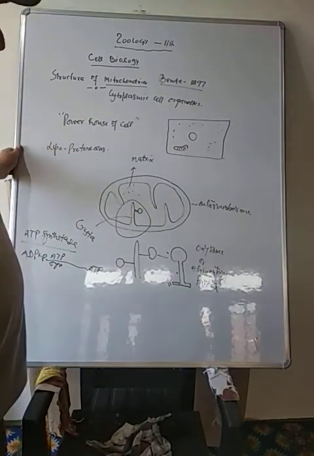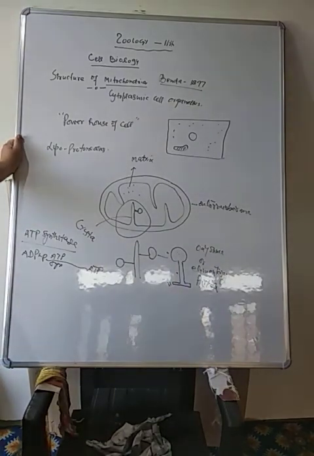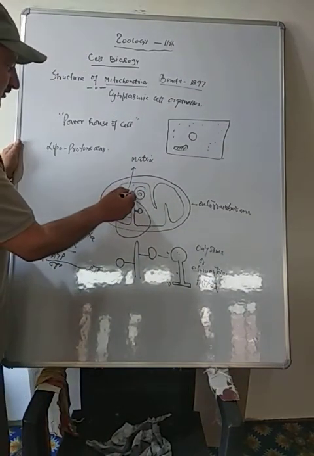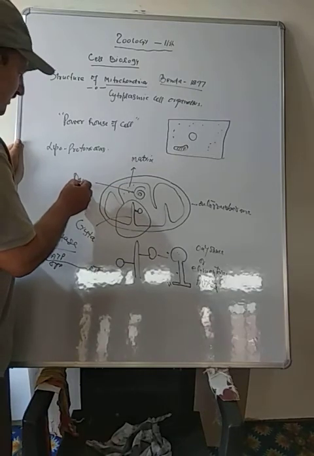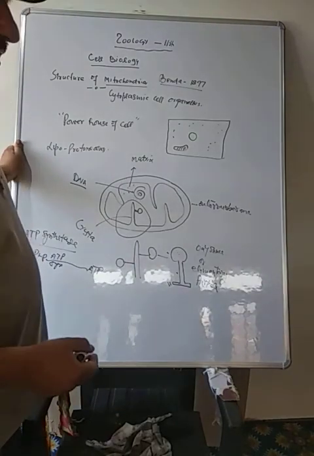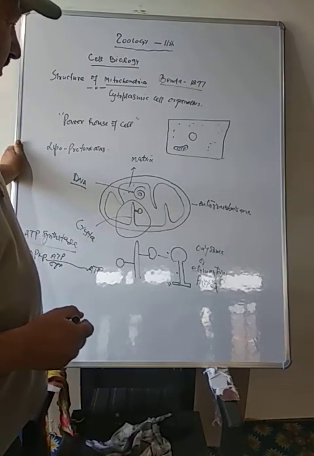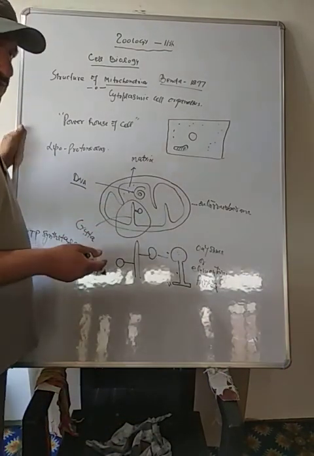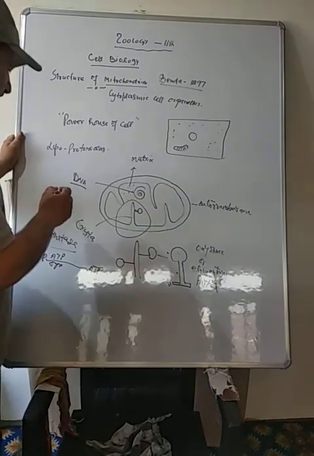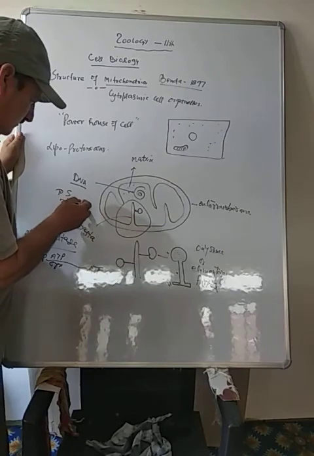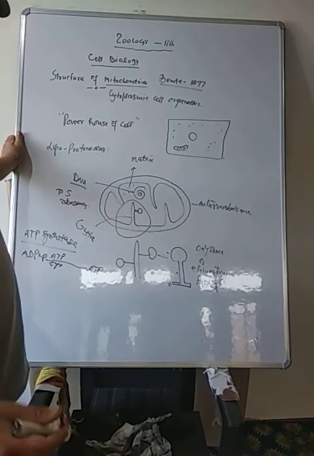Now, one of the unique features of mitochondria, which is not in other cell organelles, is that it contains circular DNA. This is the unique feature. You know that circular DNA is present in bacterial cells also. And in the cytoplasm there are ribosomes, 70S ribosomes, and amino acids are there.